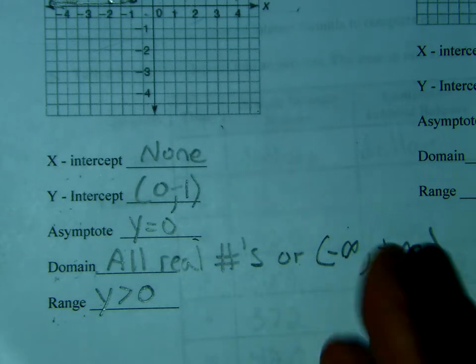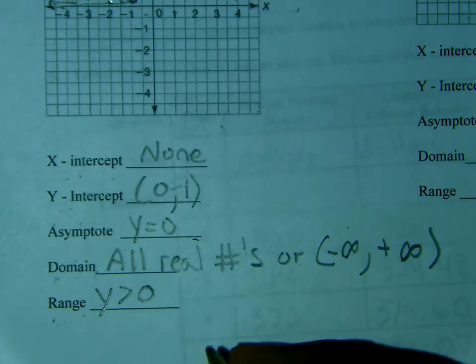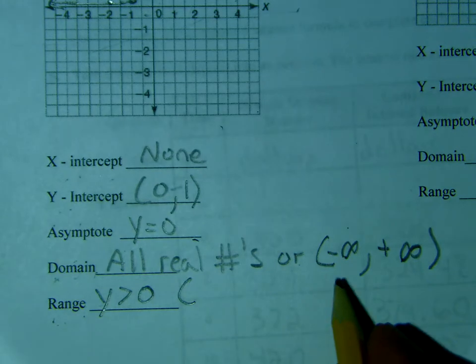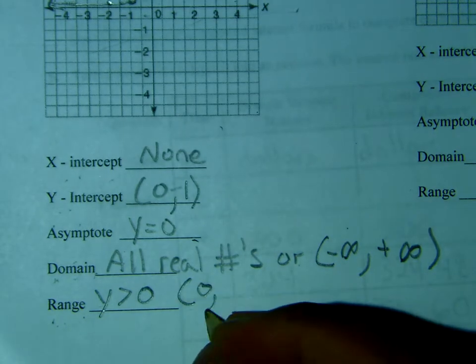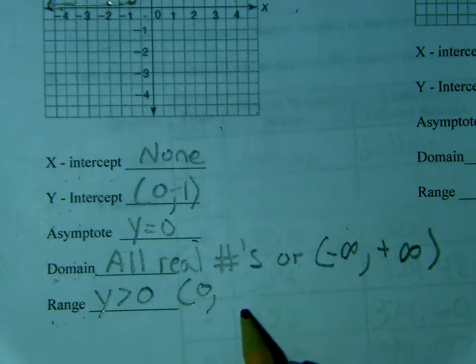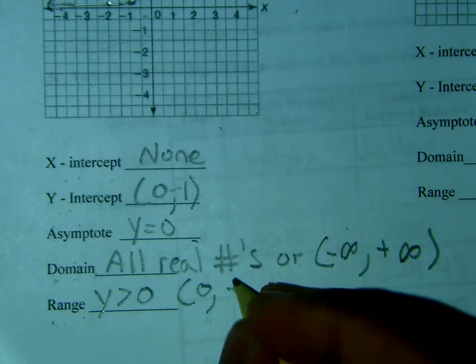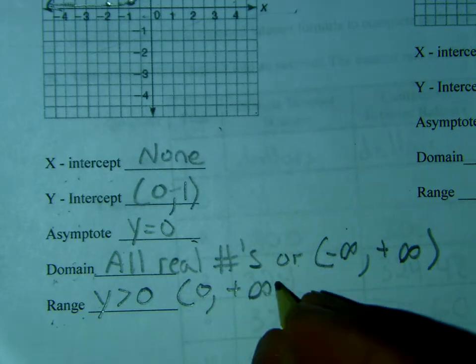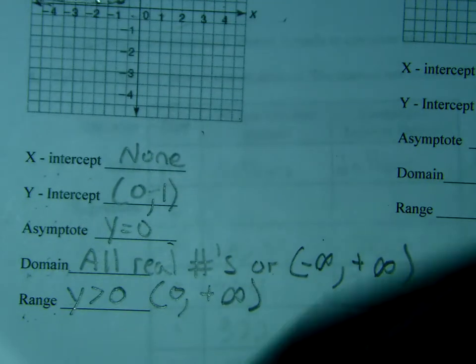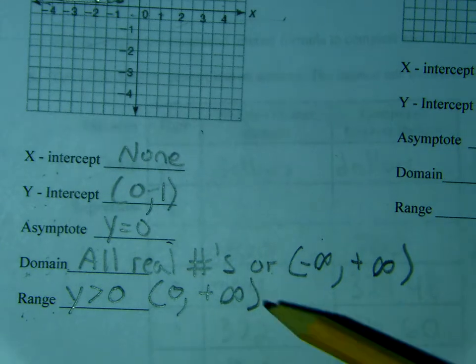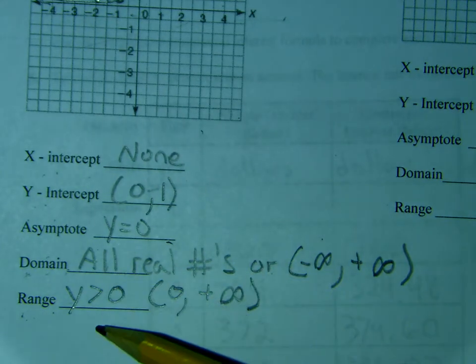Now, if we do it with our parentheses notation, we'll start with the lowest y value, and the lowest y value will be 0. And then the highest y value will be positive infinity. Okay? And those are two ways to indicate the notation to let you know about the domain and range.